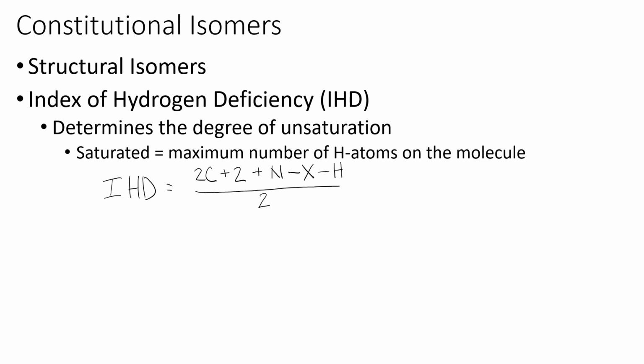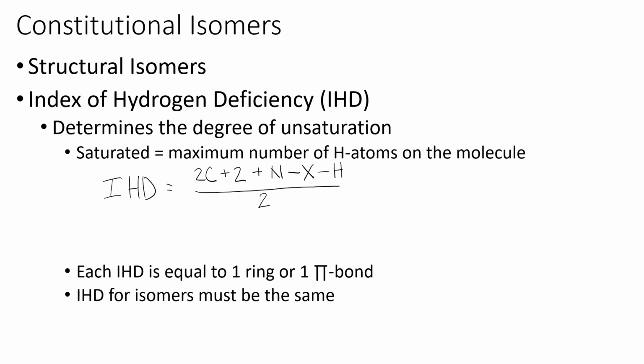So C represents, again, the number of carbon atoms, N is the number of nitrogens, X is the number of halogens, H is the number of hydrogen atoms. So 2 times the number of carbon plus 2 plus nitrogen atoms minus the number of halogens minus the number of hydrogens, all divided through by 2. This number that we're going to be looking at is going to be equal to either 1 ring in our structure or 1 pi bond.